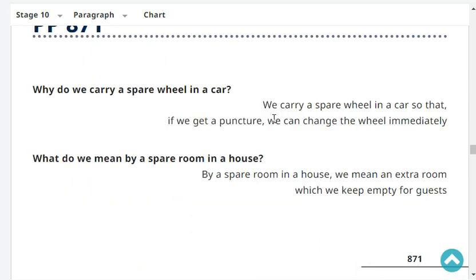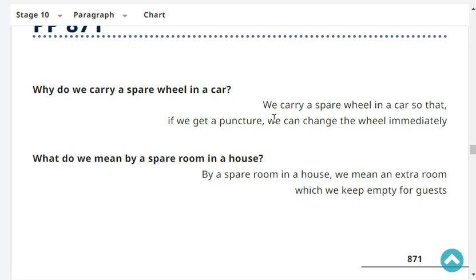Okay. Why do we carry a spare wheel in a car? We carry a spare wheel in a car so that if we get a puncture, we can change the wheel immediately.